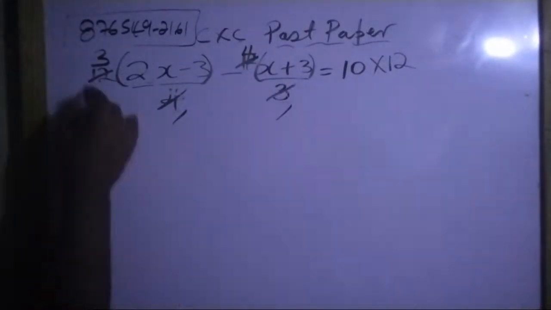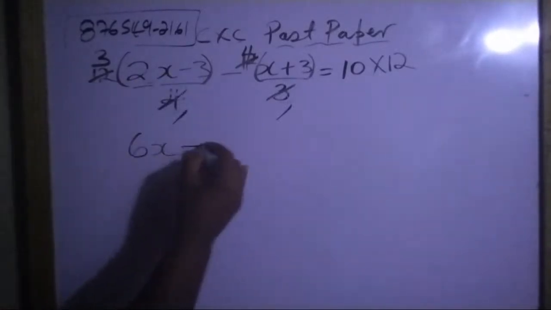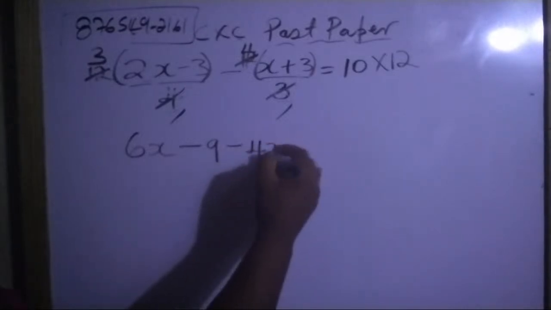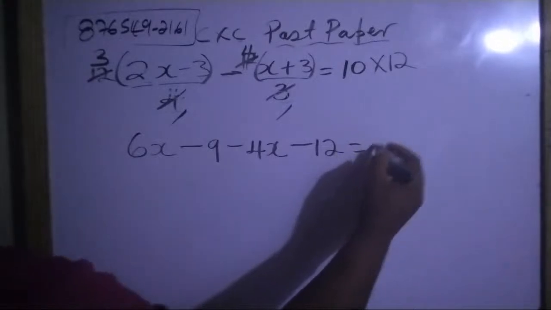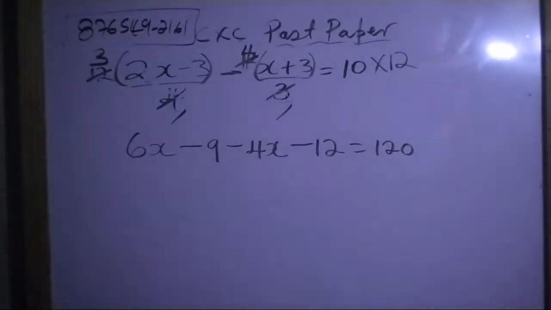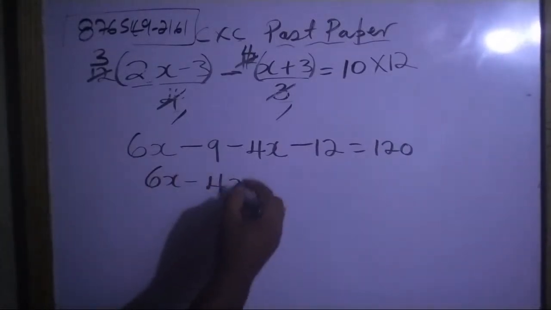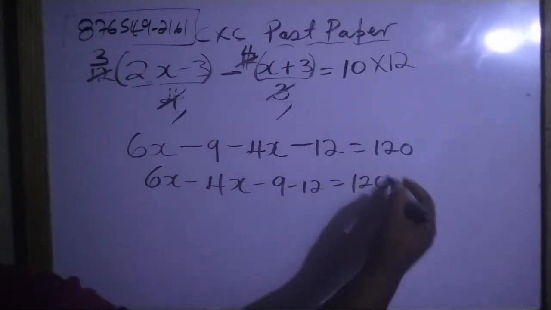Expand our bracket now, 3 times 2, 6x, 3 times negative 3, negative 9, negative 4 times x, negative 4x, negative 4 times 3, negative 12, and that equals 120. And of course, we can take it from there. We have 6x minus 4x. We just group, minus 9 minus 12 equal 120.